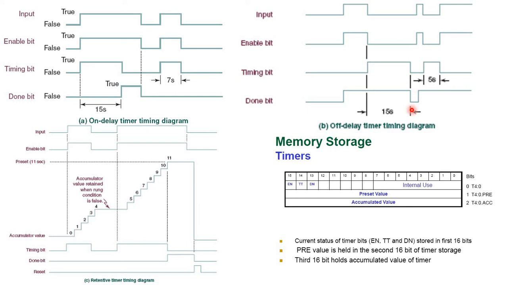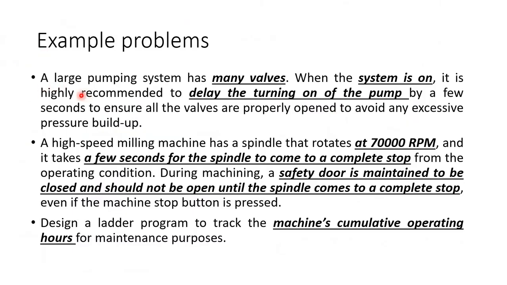We will see what the uses of these three timers are with three examples. Then it will be much clearer for you. Okay, let's go to the next slide. The first example that we are going to see is the use of the TON timer. Here we have a large pumping system, maybe for a big irrigation system, which has many valves. When the system is on, it is highly recommended to delay turning on the pump by a few seconds, so that we can ensure that all valves are properly open to avoid any excessive pressure buildup. So this is the case.